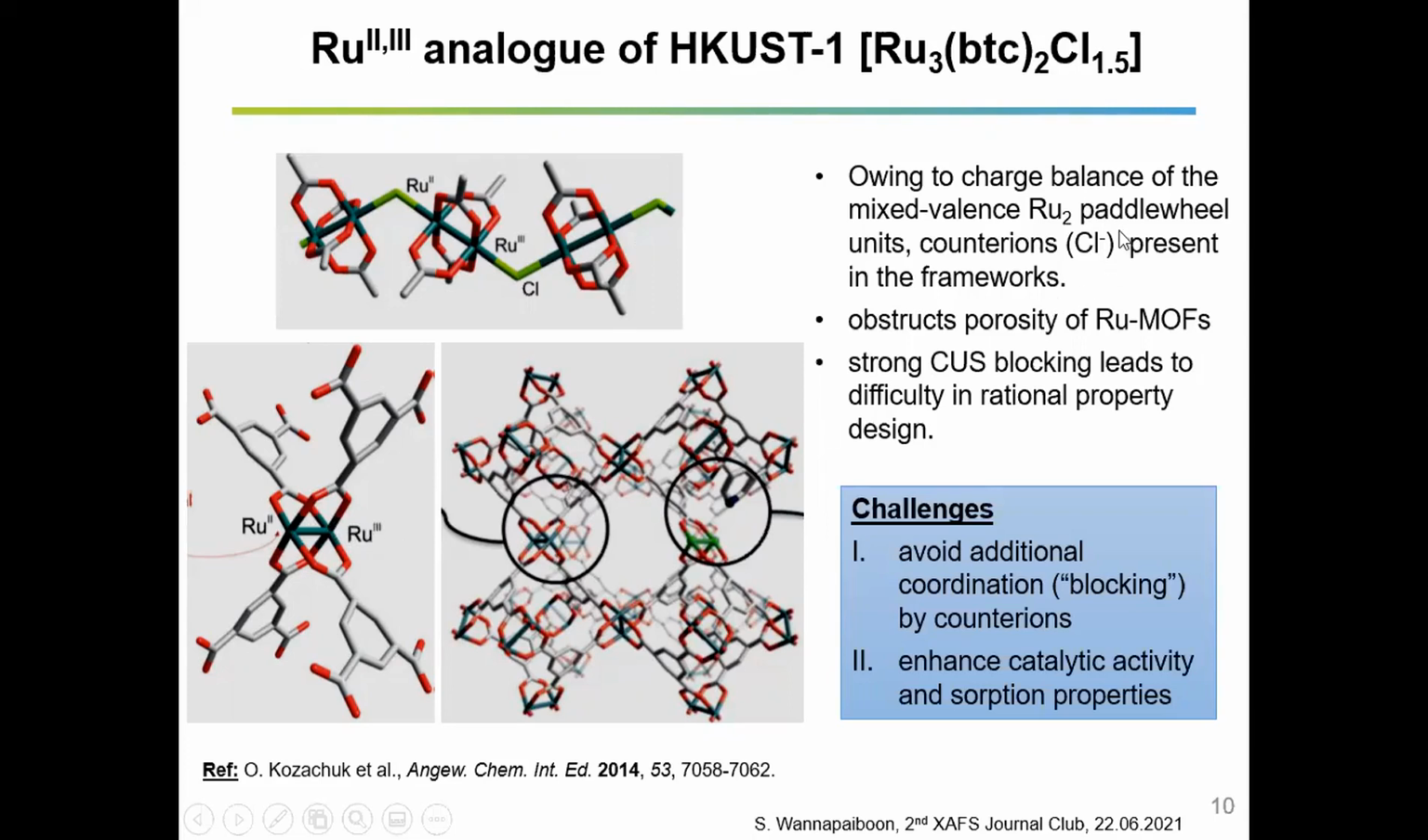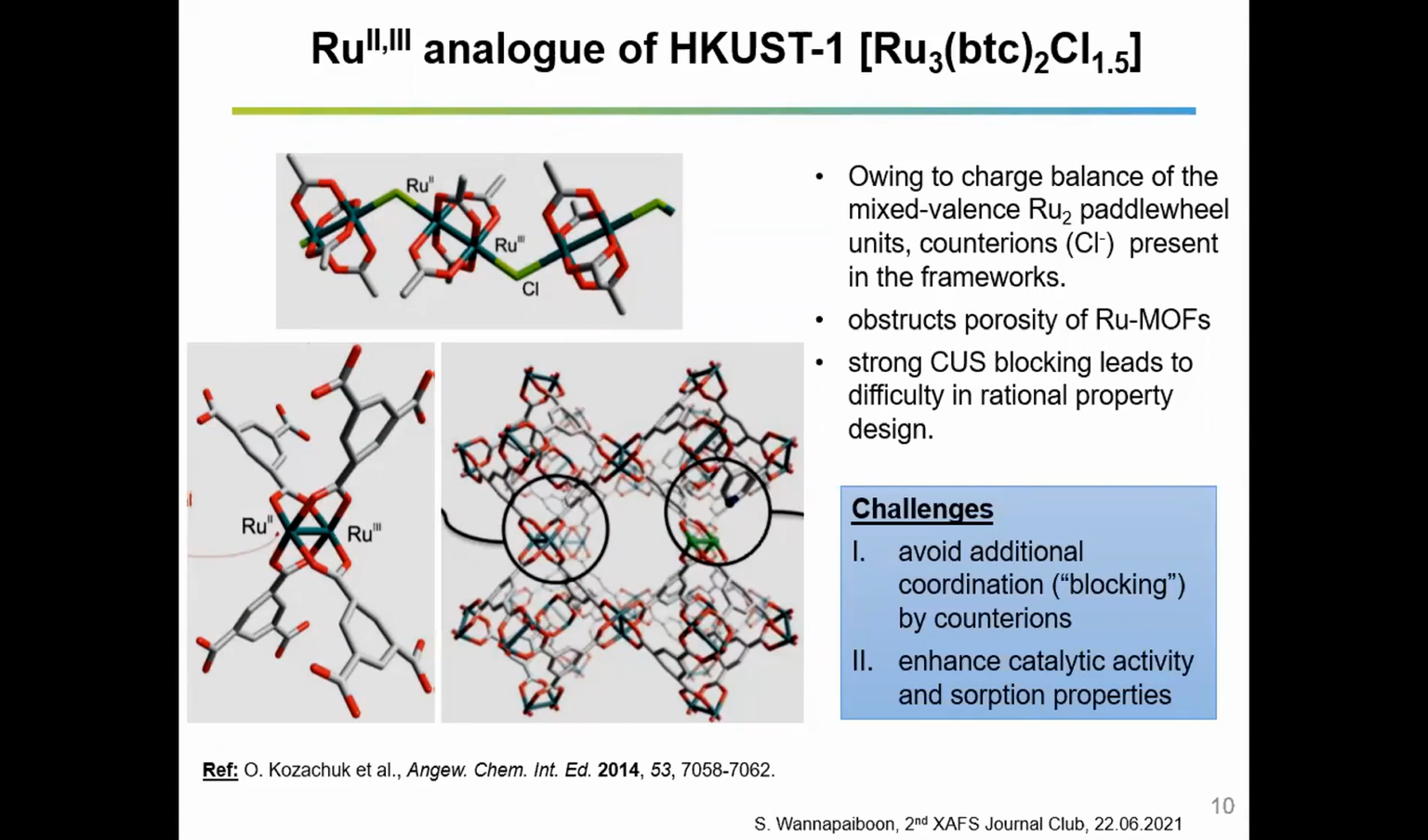In this case, it's a chloride ion here, and it also gives the so-called coordination unsaturated sites, or CUS, which allow another specific molecule to coordinate. For example, the reactants can coordinate at this part in order to be used for catalytic performance. So the challenge of this kind of material is that we need to find a way to avoid additional coordination of counter ions and also enhance the catalytic activities and adsorption properties of the ruthenium MOF with a structure resembling copper HKUST-1.